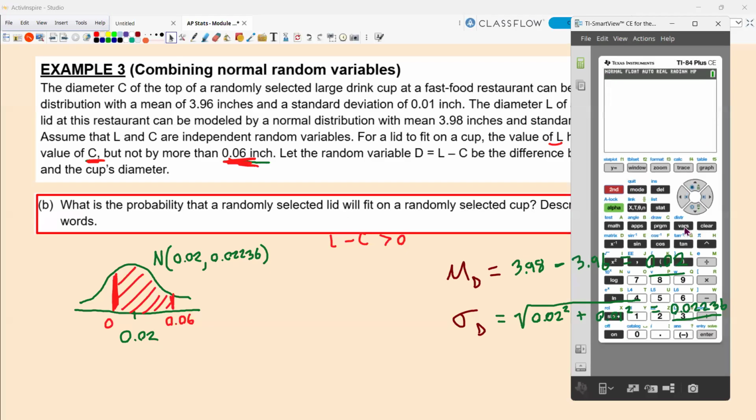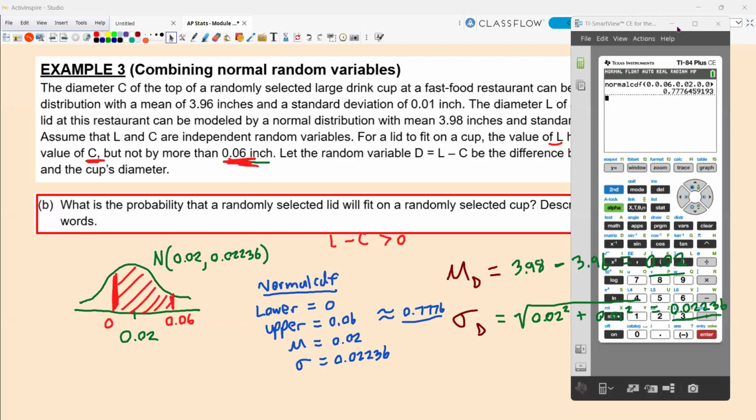We'll hit up our second vars. We'll do normal CDF. Our lower bound in this case will be 0. Our upper bound would be 0.06. We'll put our mean of 0.02 and a standard deviation of 0.02236. And that probability between those two boundaries would be about 0.7776. We'll write all of these inputs out to get full credit.